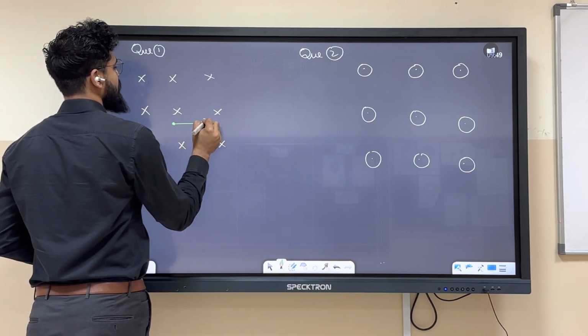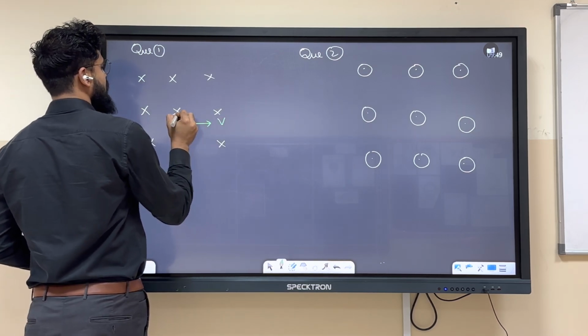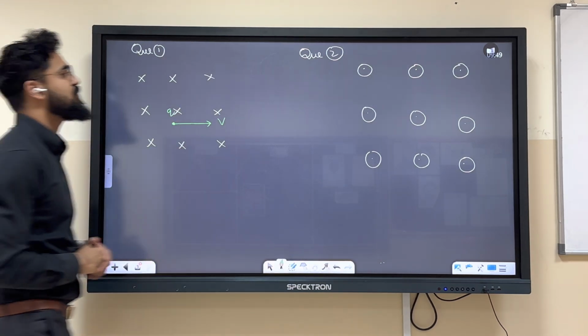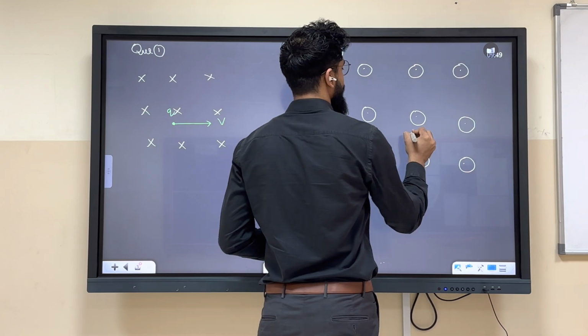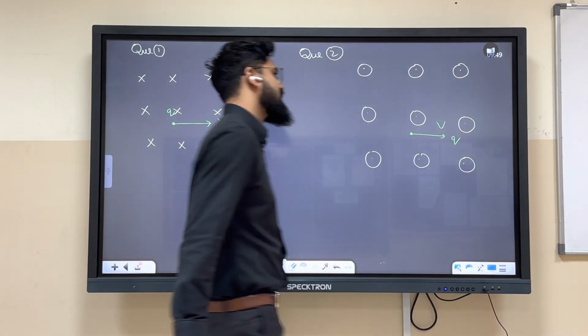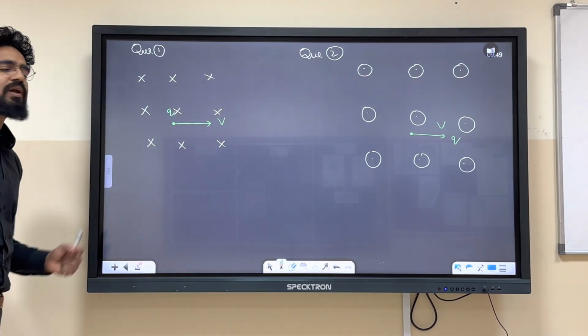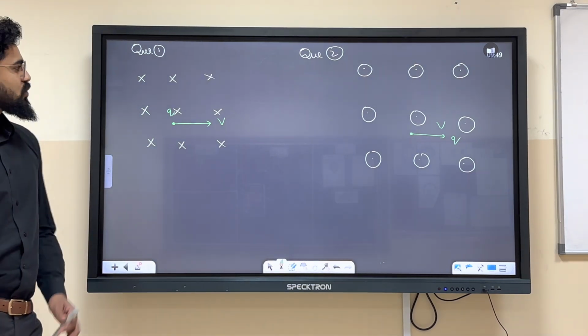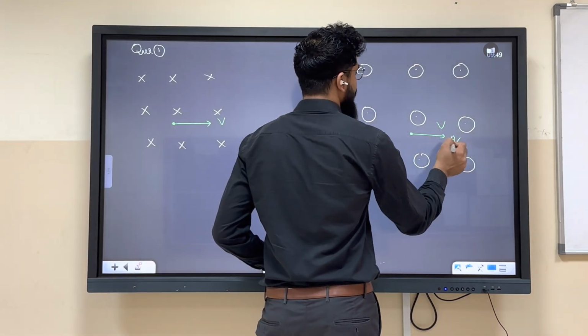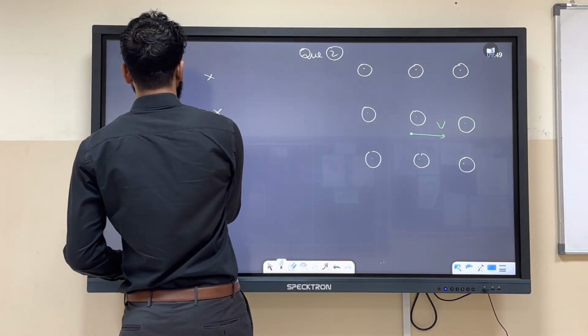If a charge is moving like this with velocity v, and over here the charge is moving in the same direction with velocity v, and we are seeing the charge is positive, what will be the direction of the force? Pause the video and attempt it.